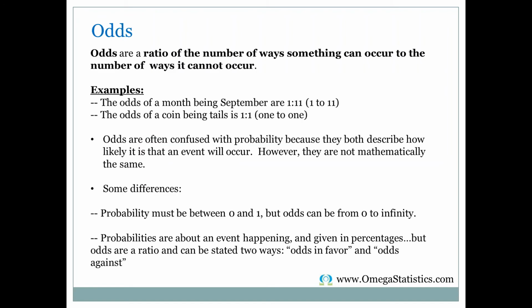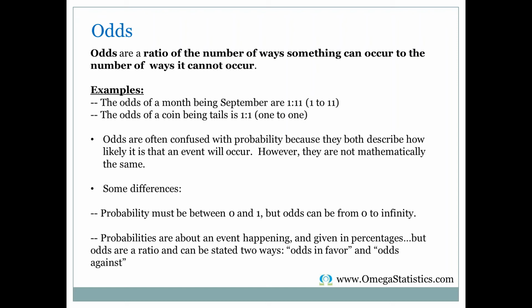This confuses a lot of people. Odds are a ratio of the number of ways something can occur to the number of ways it cannot occur. An example would be the odds of a month being September are 1 to 11. That's because September is the 1 month that's September, and there are 11 other months that are not. The odds of a coin being tails will be 1 to 1 because you can either have heads or tails.